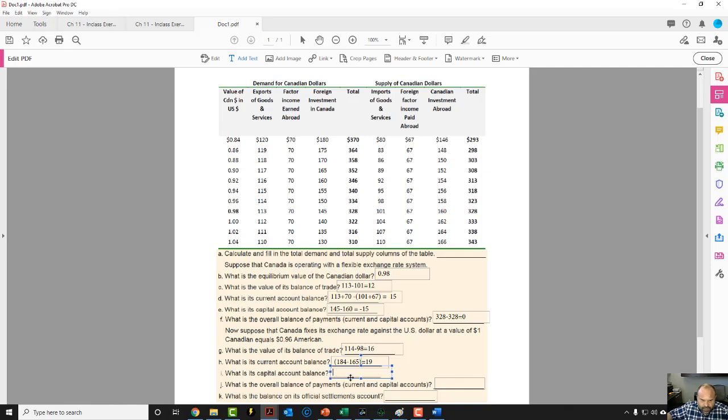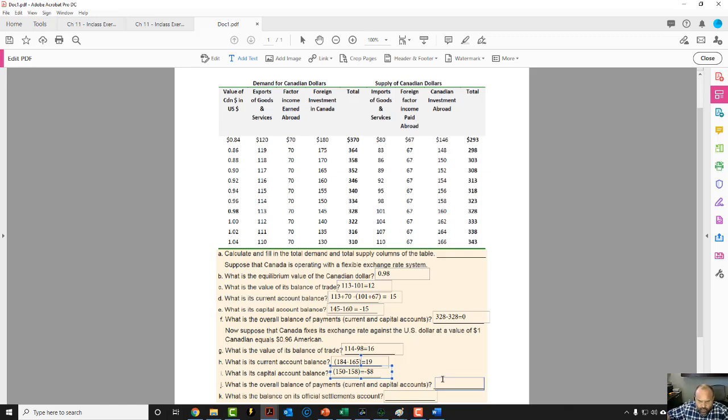Now, if we look at the capital account balance, the foreign investment in Canada at this exchange rate of 0.96 is 150. And then we look at the Canadian investment abroad, which is 158. And we end up with negative $8 billion.